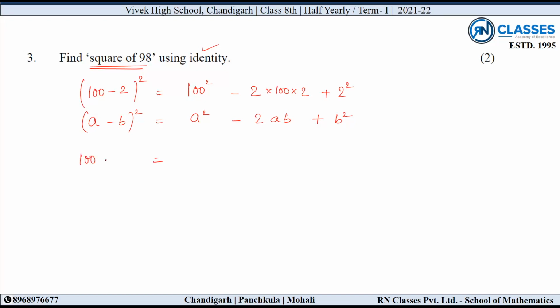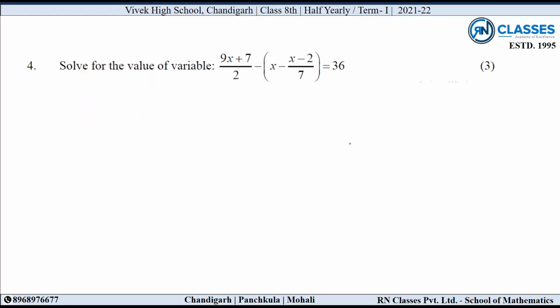यहाँ पे हम लोग left hand side पे same ही चलेगा. 100 minus 2 का square. 100 का square is 10,000 minus 2 2s are 4, and it comes out to be 400 plus 2 का square is 4. So 10,000 minus 400 is 9600 plus 4. So 9604. Formula के marks हैं. Formula जरूर लिख देना to get full 2 marks.